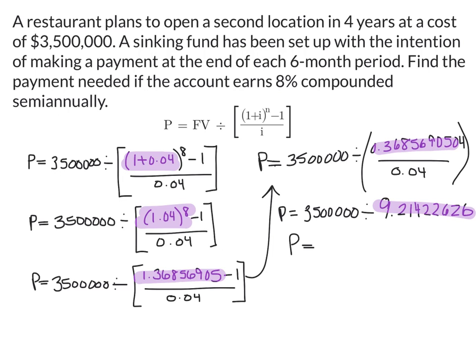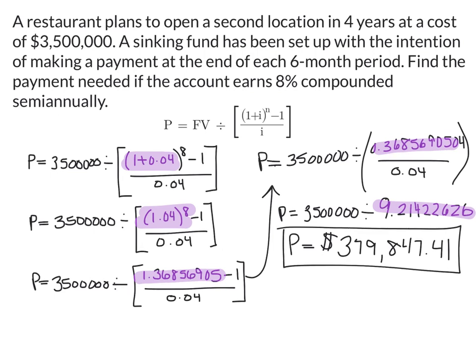And lastly, you'll write that number down on a sheet of paper, clear your calculator, and then type in 3,500,000 divided by 9.214222626, and you should get a final answer rounded to 2 decimal places, and that is $379,847.41. And that is the payment needed to accumulate $3,500,000 at an 8% interest rate compounded semi-annually for 4 years.